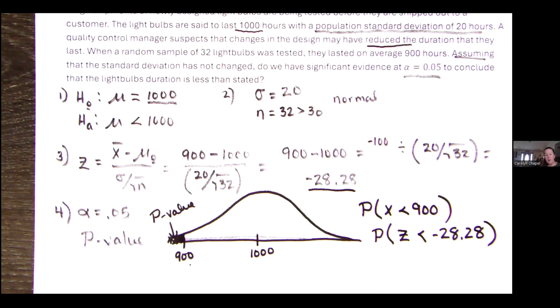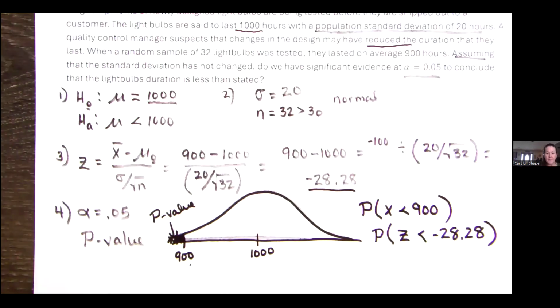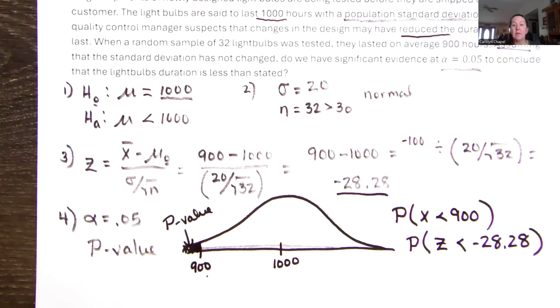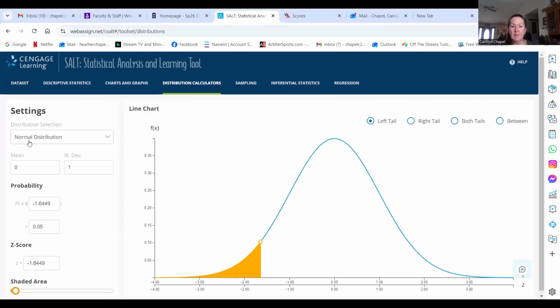And we will go to SALT to find that answer. So bear with me while I switch. Okay, and since we are using our normal curve on this one, we will go to our distribution calculator, and we are going to use our normal distribution. I can do this a couple of ways, and I probably will do this just so you can see we get the same value depending on how we do this.